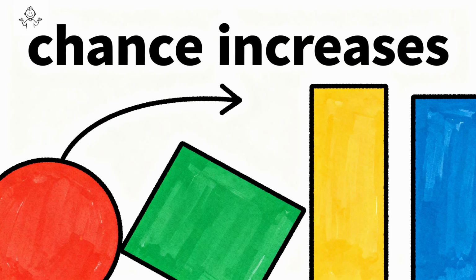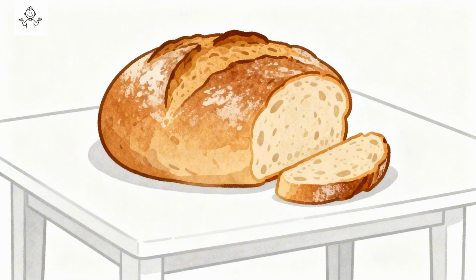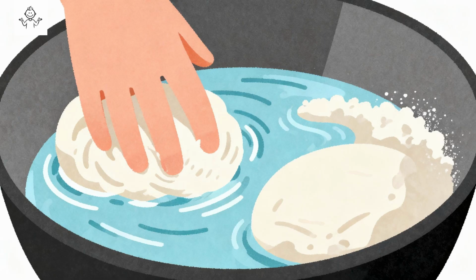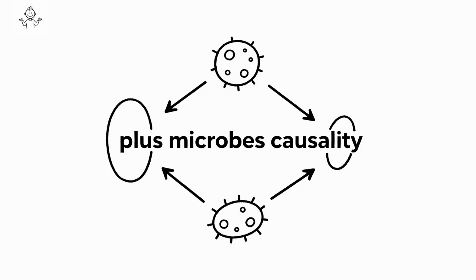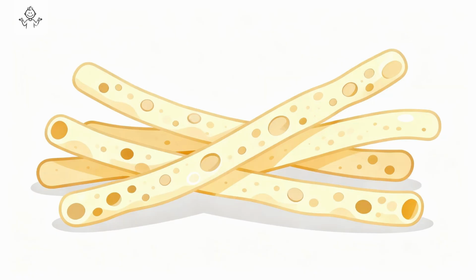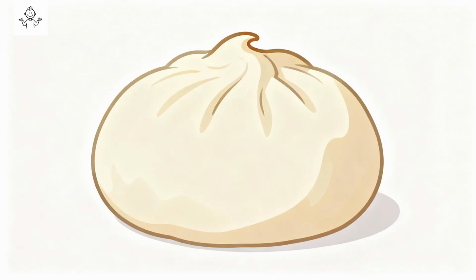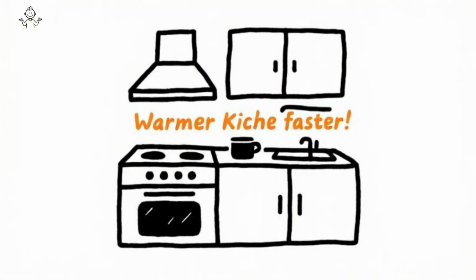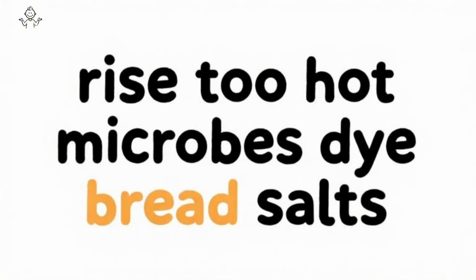Example B. Sourdough bread. Familiar story. Tiny creatures, yeast, eat sugar, and breathe out bubbles. Moving parts. Flour plus water plus time plus microbes. Causality. Microbes eat sugar and make gas, gluten traps bubbles, dough rises, heat locks structure. Prediction. Warmer kitchen, faster rise. Too hot, microbes die, bread sulks.